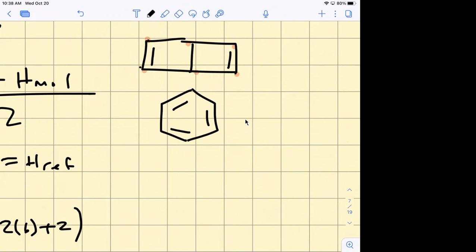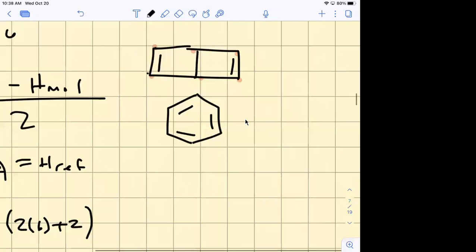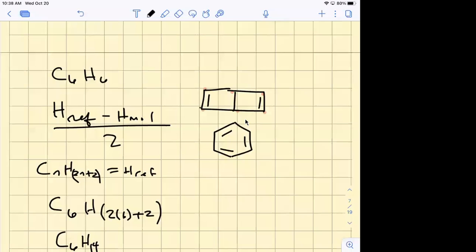Go ahead, Tia. Did you say 6? Oh, 6 carbon. Yes, I'm following the molecular formula that was given to me, which is C6H6.